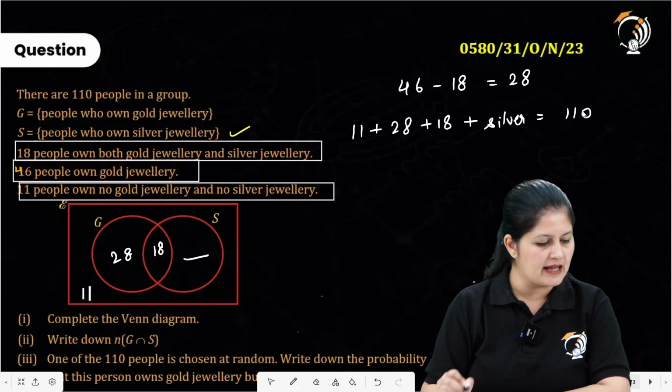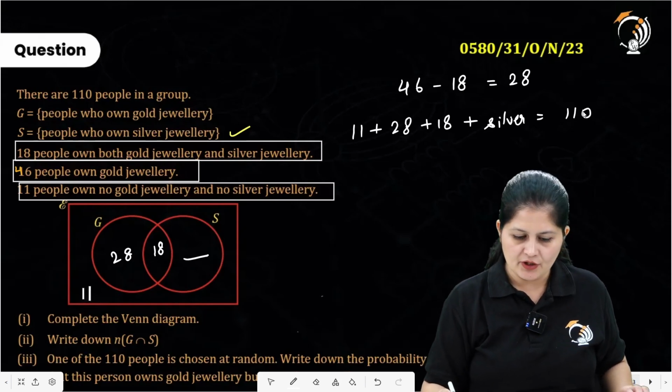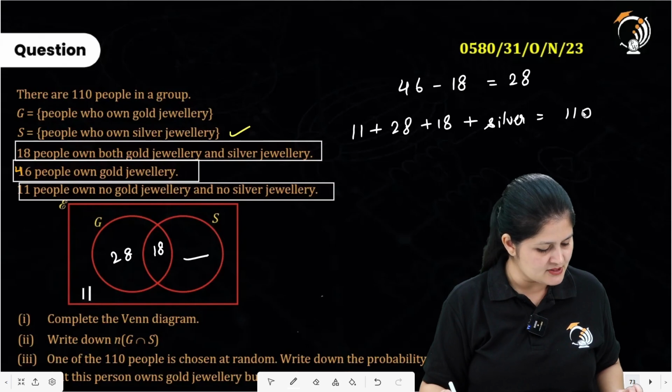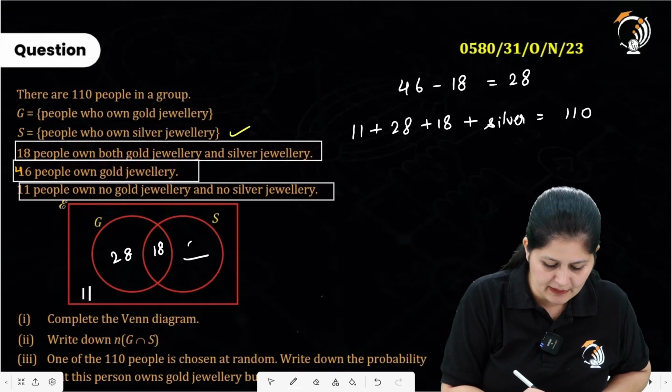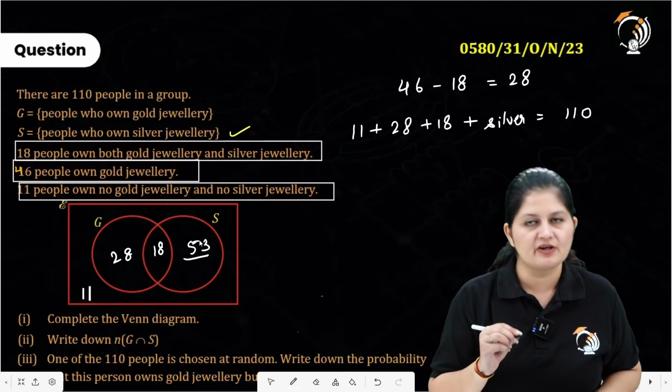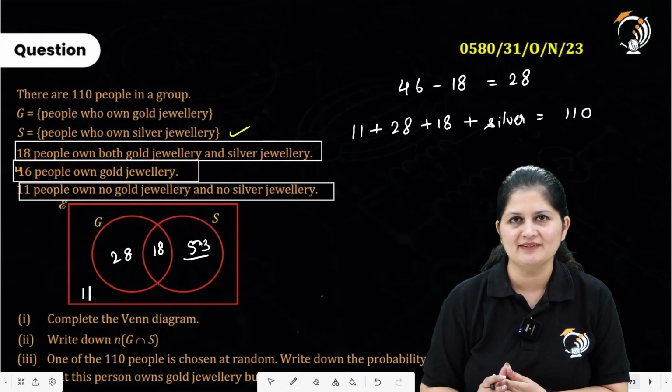So let's use the calculator in order to get this value. What is the answer that we are going to get here? So this is going to be 110 minus 11 minus 28 minus 18. So that means there are going to be 53 people who own only silver jewelry. Is that clear? I hope that we have understood this particular question.